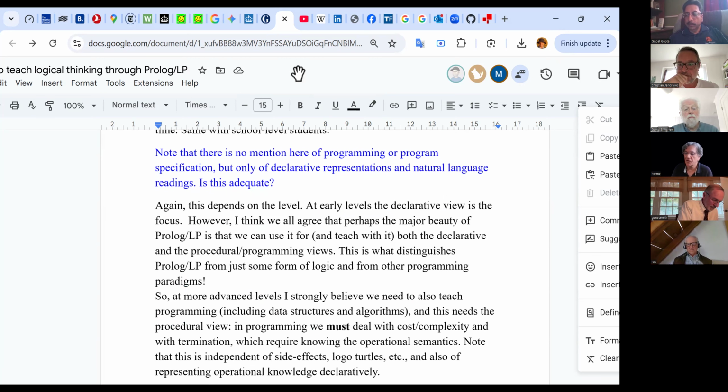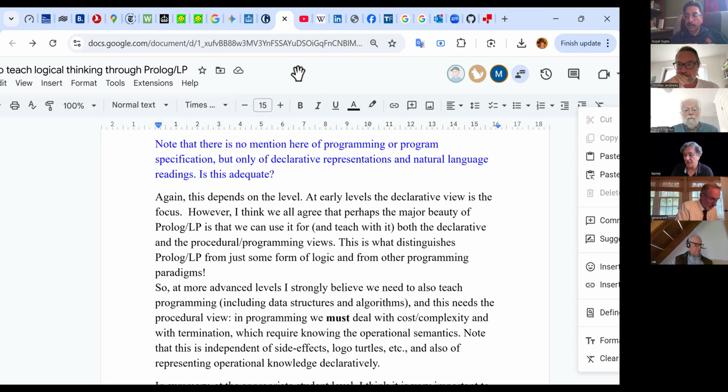Now, there's no mention here of programming. Is only declarative adequate? I think I addressed that before, but it depends on the level. At early levels, the declarative view is the focus. But having said that, I think we all agree that the major beauty of Prolog and LP is that we can use it for both. You can use it to teach the declarative view and to teach the procedural view and the programming views.